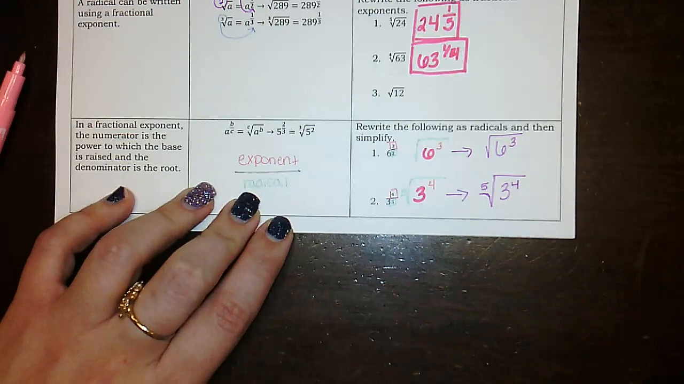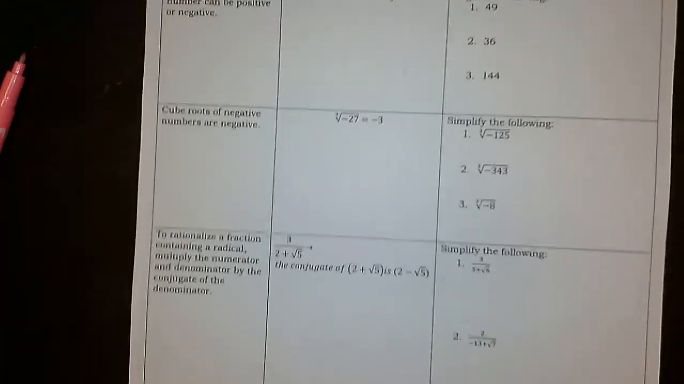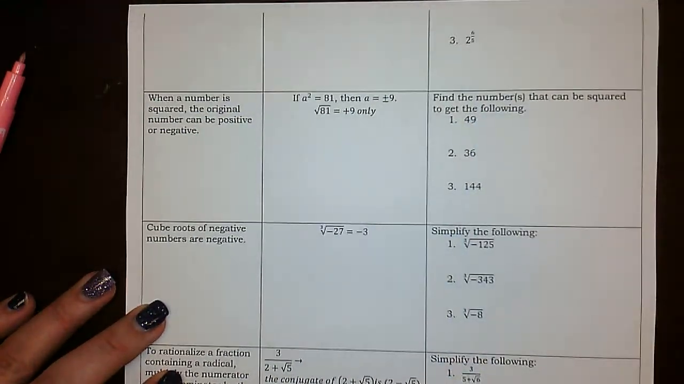And you can always do this in reverse as well. So there's an example for you to try. So 2 to the 6/5, try that one.